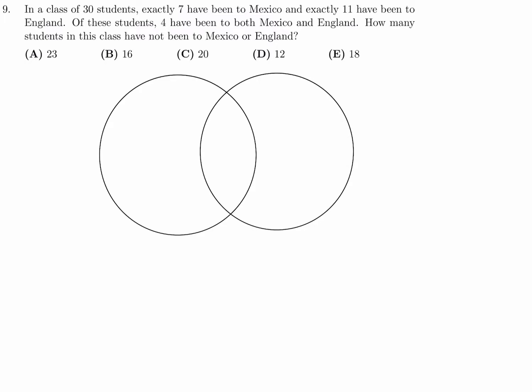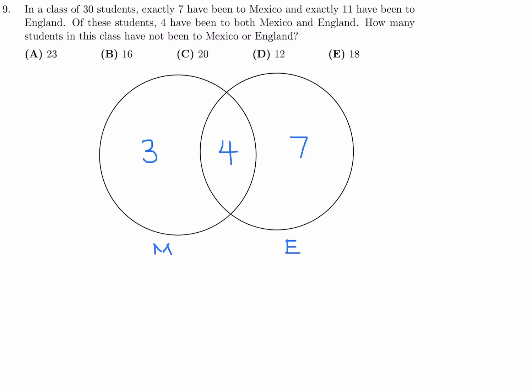So 7 have been to Mexico, 11 have been to England, and 4 have been to both. So I'll call this circle the Mexico circle and this the England. So 4 have been to both, so 4 go in there, this common region. Now 7 have been to Mexico, so this circle has to be 7, but this is already 4, so this is 3. This circle has to have a total of 11, but this is already 4, so this is 7.